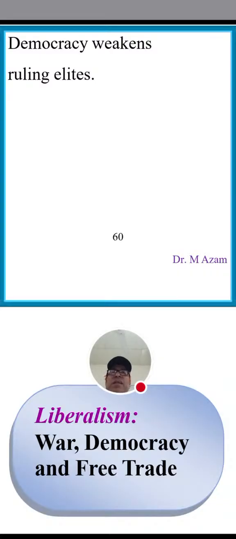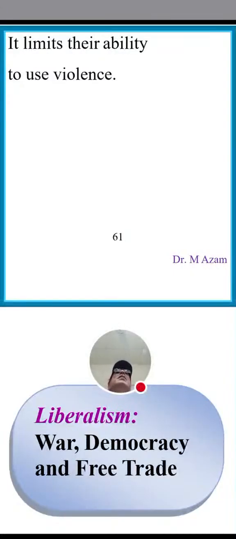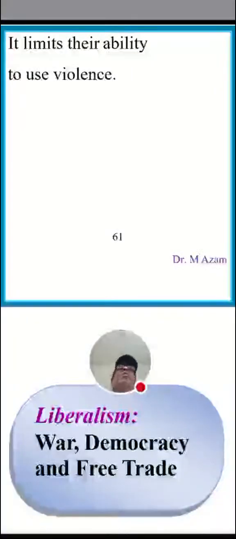Democracy weakens ruling elites because in democracy people have more confidence, more power, more freedom. So the government becomes a limited government. The government becomes weak relative to dictators. It limits their ability to use violence. Democracy limits the ability of the rulers to use violence.